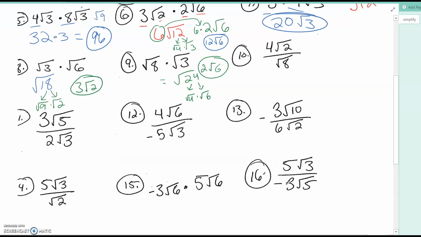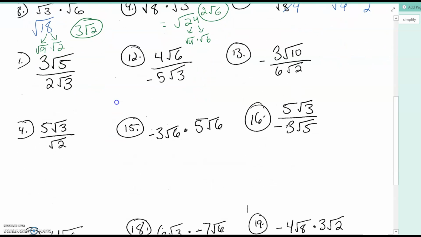In number 10, I would simplify first. Okay, you can get there if you multiply top and bottom by square root of 8, but I would do 1 and 4 first. Because then I can take the square root of 4, which is 2, which I would get a 2 then from that.